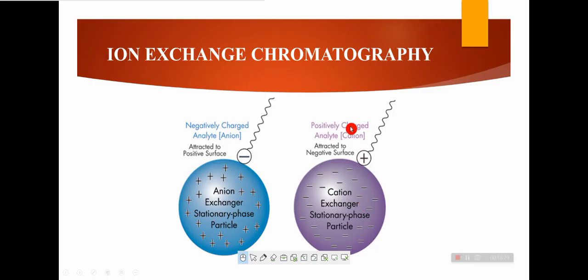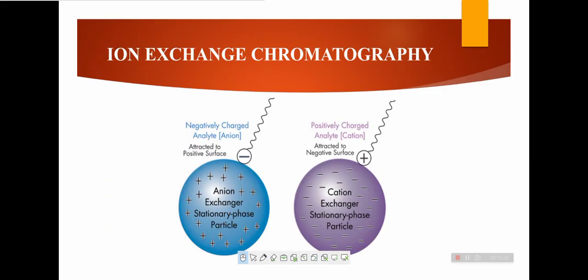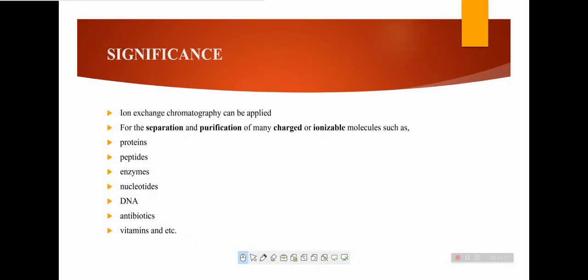Here in this picture, you can see a negatively charged analyte and a positively charged analyte. A positively charged analyte is attracted to the negative surface, which is the cation exchanger. We can call it the stationary phase particle, and a negatively charged analyte gets attracted to the positive surface. Thus, the exchange of ions is carried out, which results in the separation of ions and polar molecules based on their affinity to the ion exchanger.